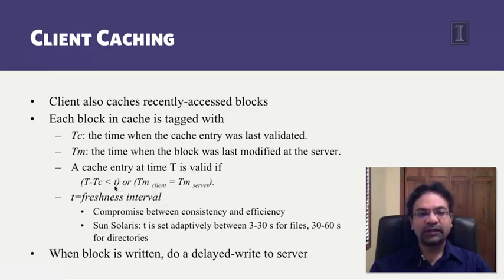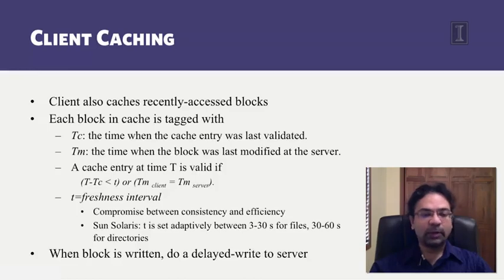If the value of t is very, very small, say t is 0, for instance, then it means that you'll never do this check. You'll always go and query the server for its timestamp. Okay, so that's the most consistent system, but it may be fairly slow. If the value of small t is large, it means that you're willing to tolerate some amount of staleness for fast accesses. Typically, this value of t is set adaptively by a system like Sun Solaris, which sets t adaptively between 3 to 30 seconds for files and between 30 to 60 seconds for directories.